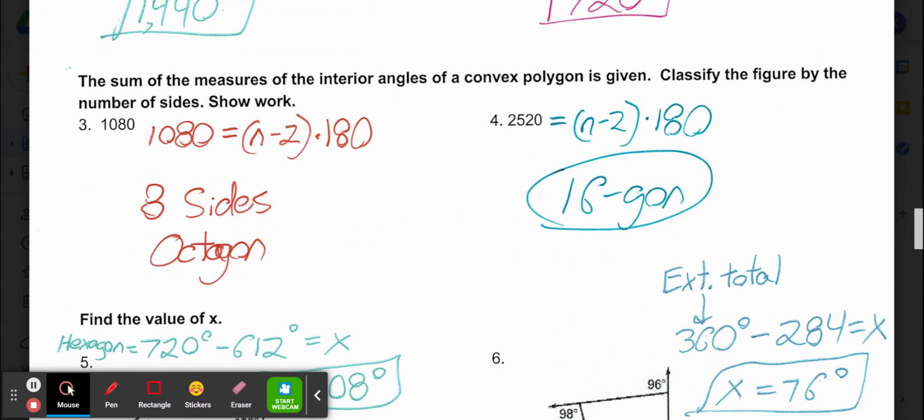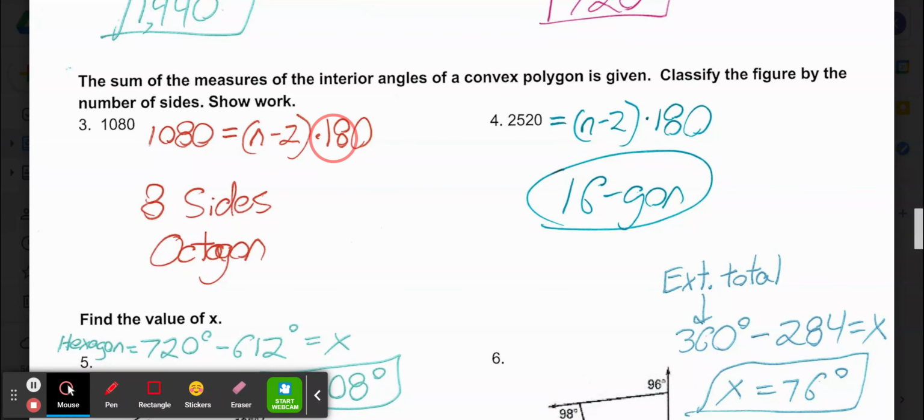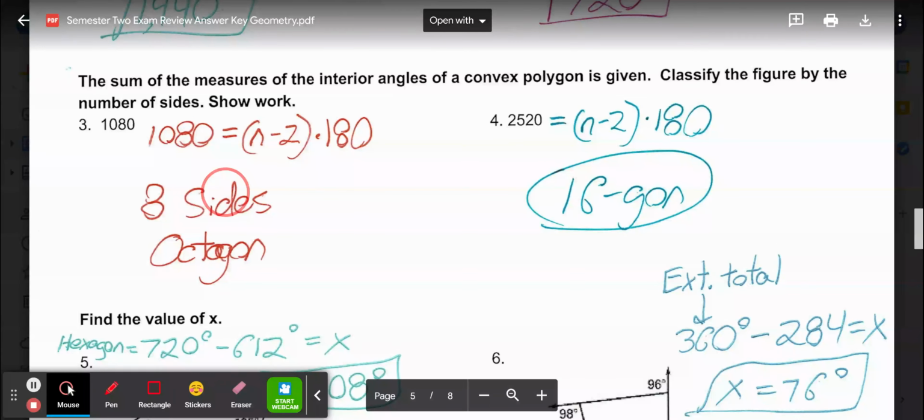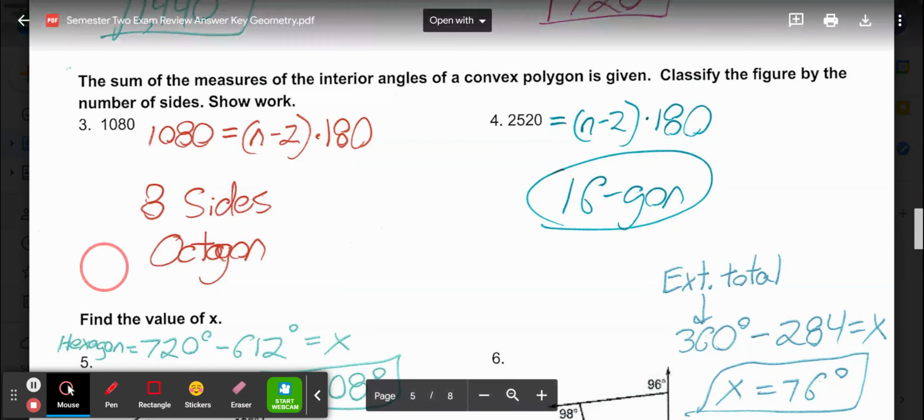Then in 3 and 4, they gave us the angle totals. So we would set up the equation. Angle total equals n minus 2, then times 180. Divide by 180 and add 2 to get n. So in 3 we have 8 sides. And in 4 we have 16 sides, meaning a 16gon. In 8 we could call it an 8gon or the special name octagon.